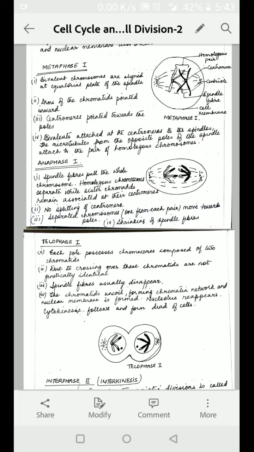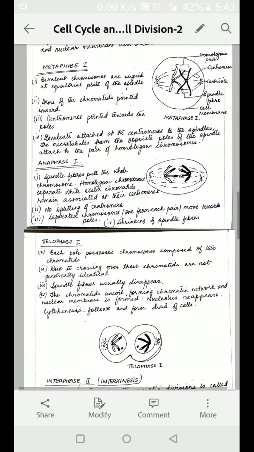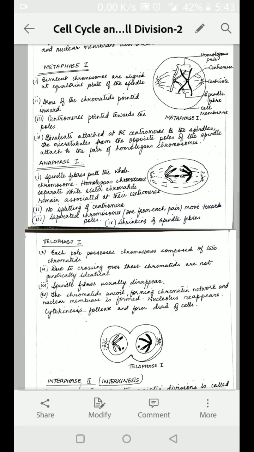After this, division of the cytoplasm takes place, which we call cytokinesis. Cytokinesis takes place and there is formation of 2 cells.